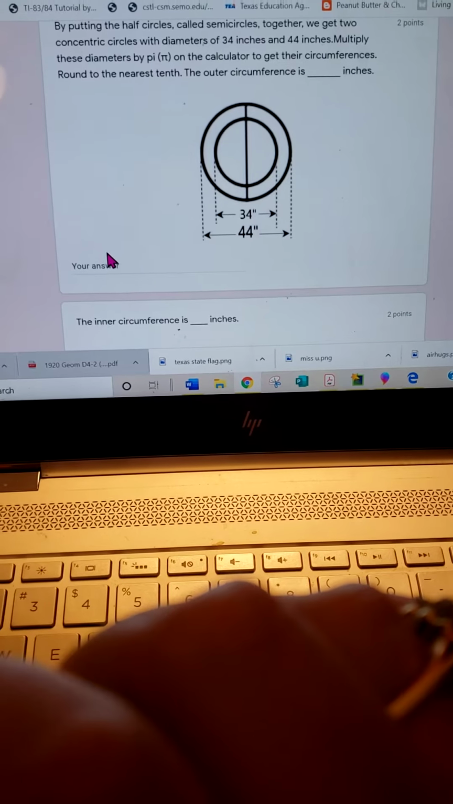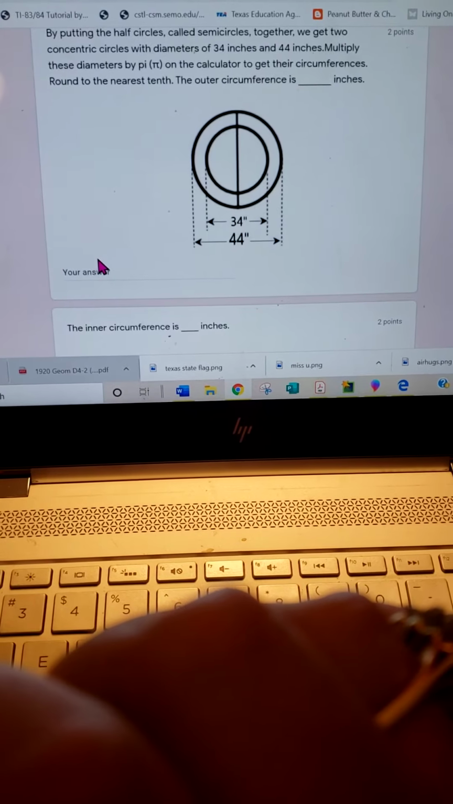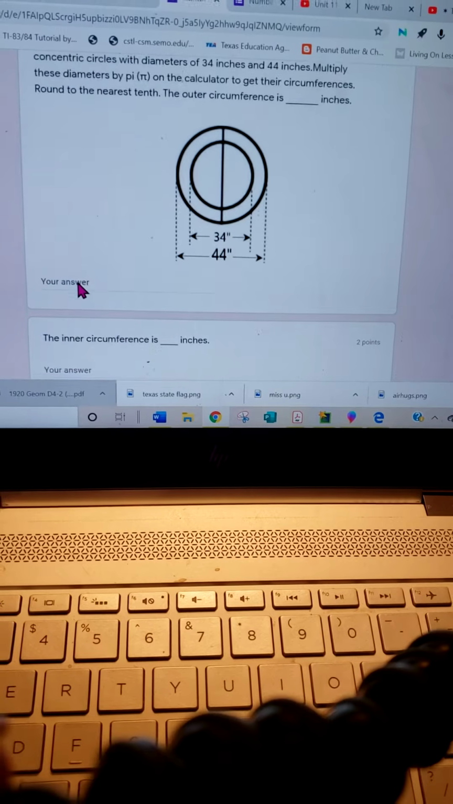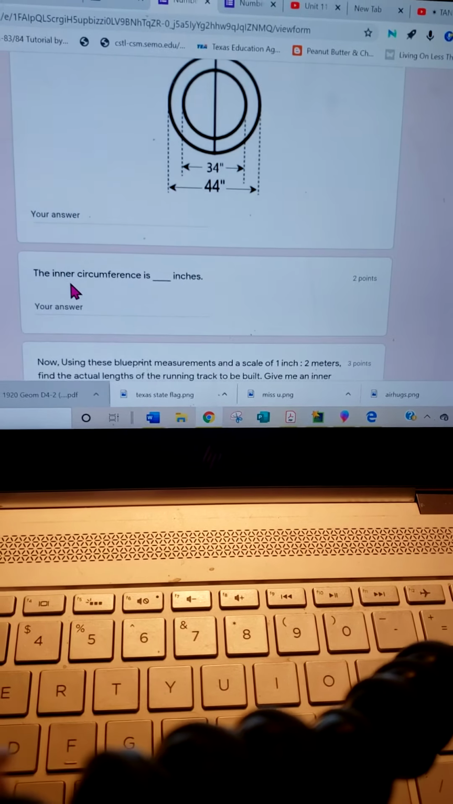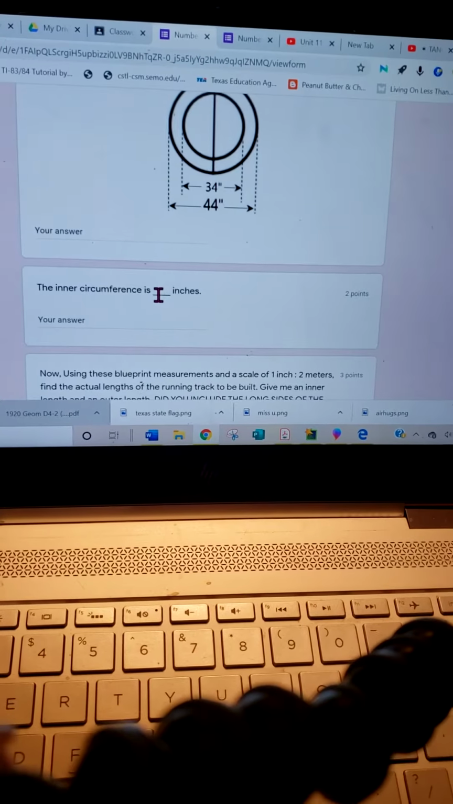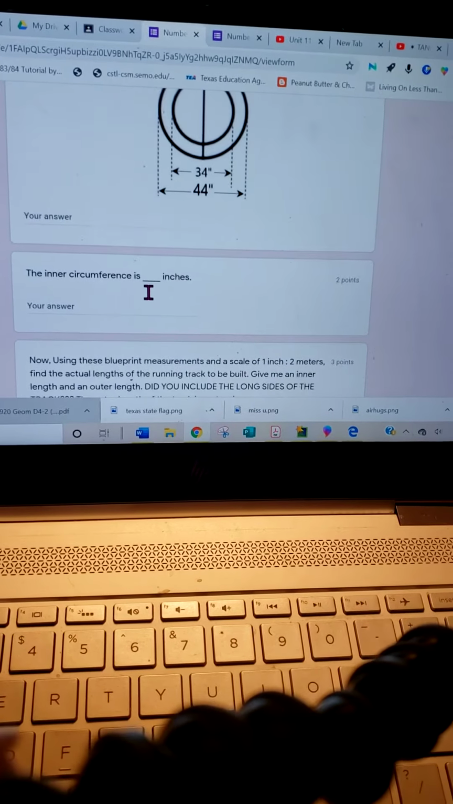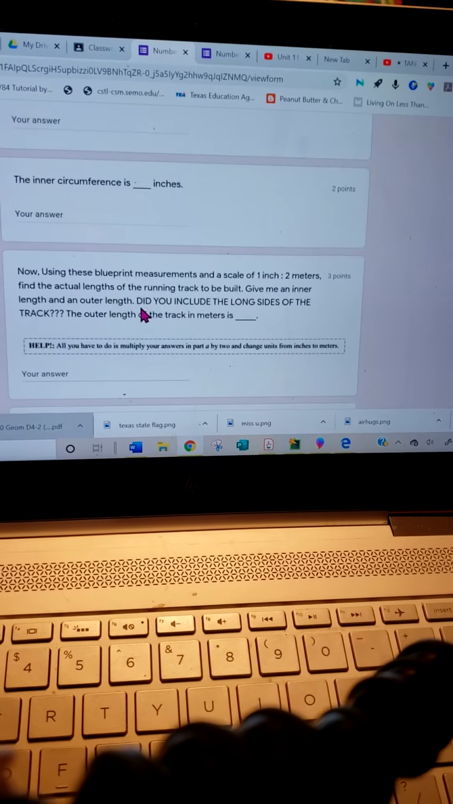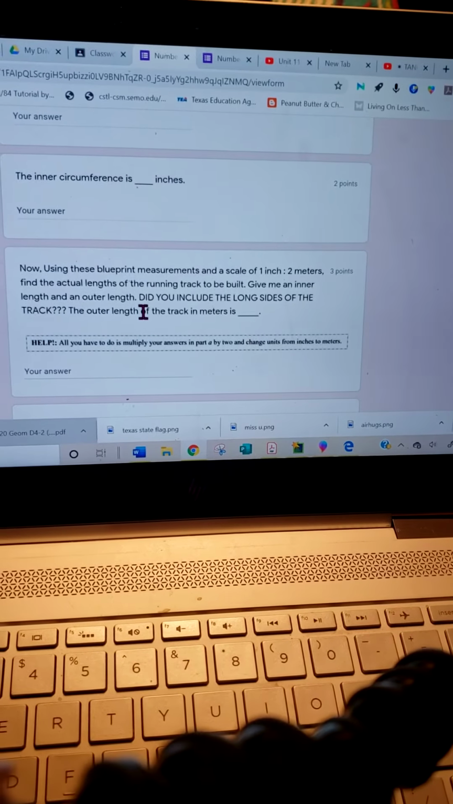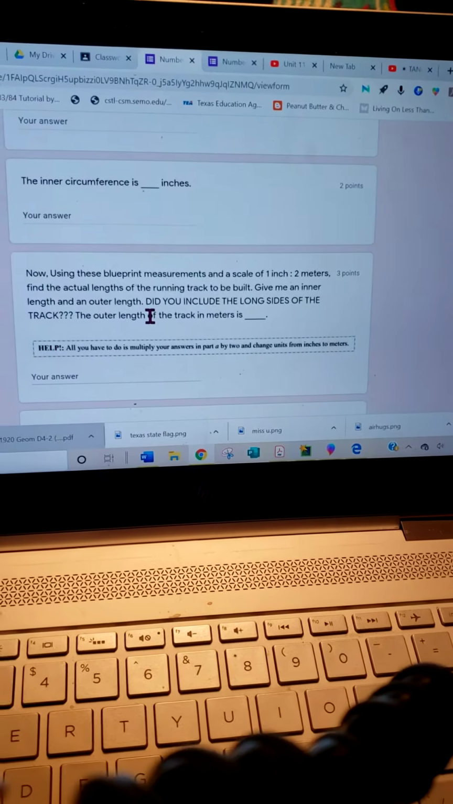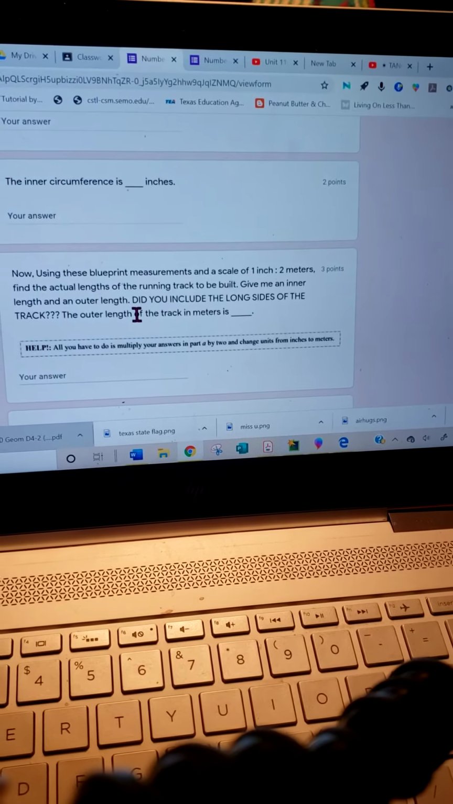So, alright, multiply. In the first one, all you're giving me on this part is the outer circumference. And then you go to this one to get your inner circumference. The inner circumference is here. I put the two of them on separate ones. And then here, using these blueprint measurements at a scale of 1 inch to 2 meters, find the actual lengths of the running track to be built. Give me the inner length and the outer length.